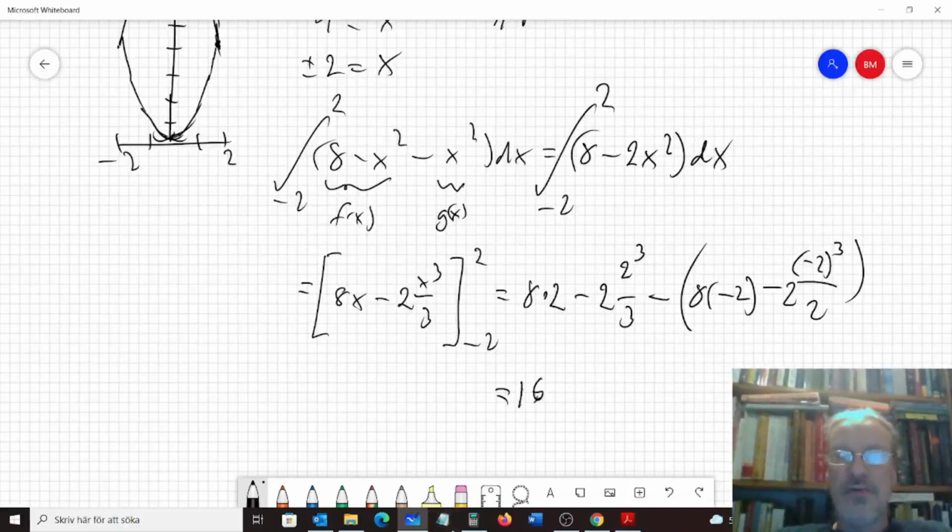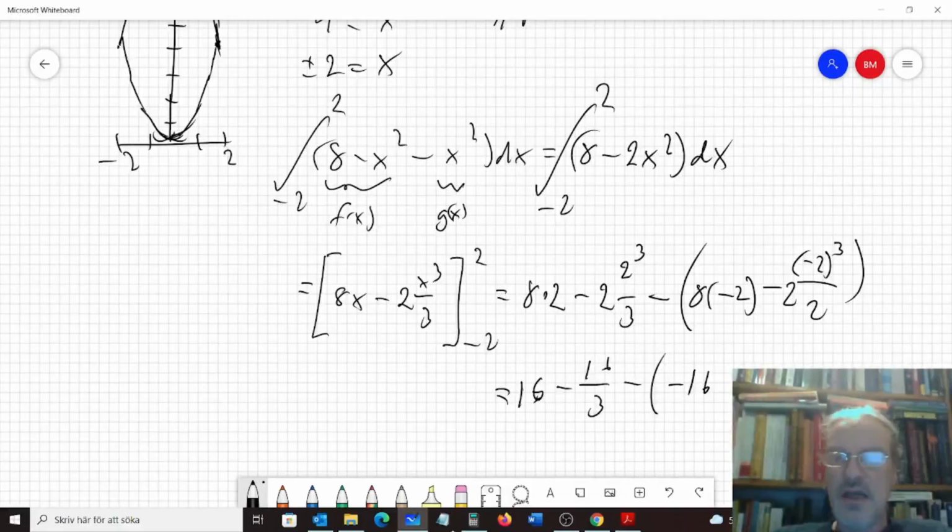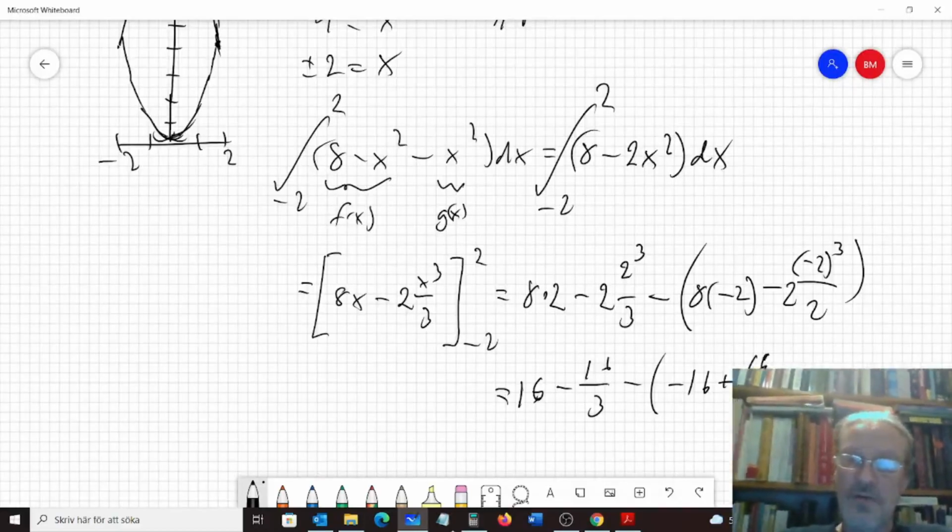2 to the power of 3, that's 8 times -2. Okay, so this will become -16 over 3. Minus 8 times -2, that's -16. And then -2 to the power of 3, that's -8 times -2. Oh, so that will become plus 16 over 3.